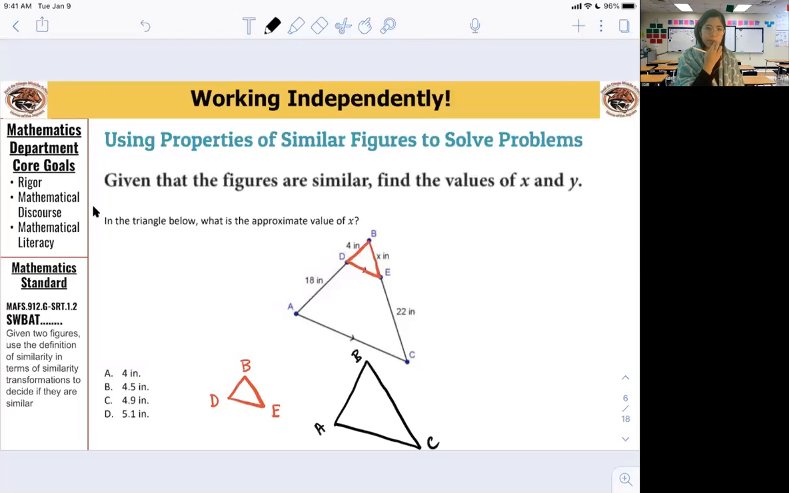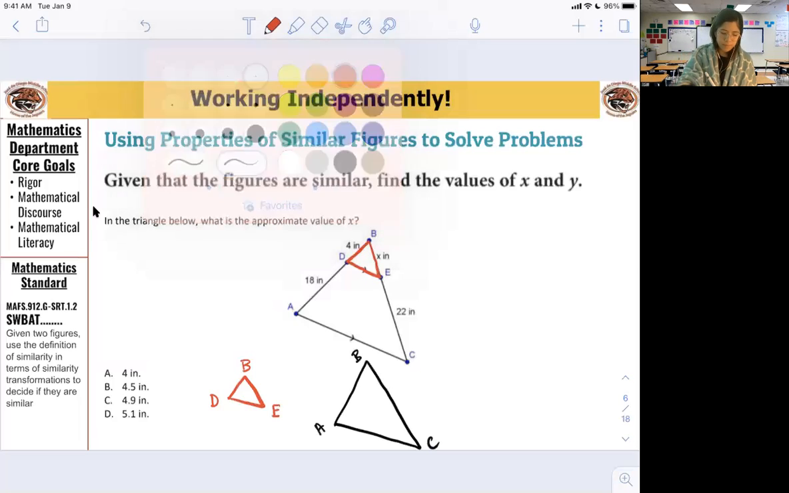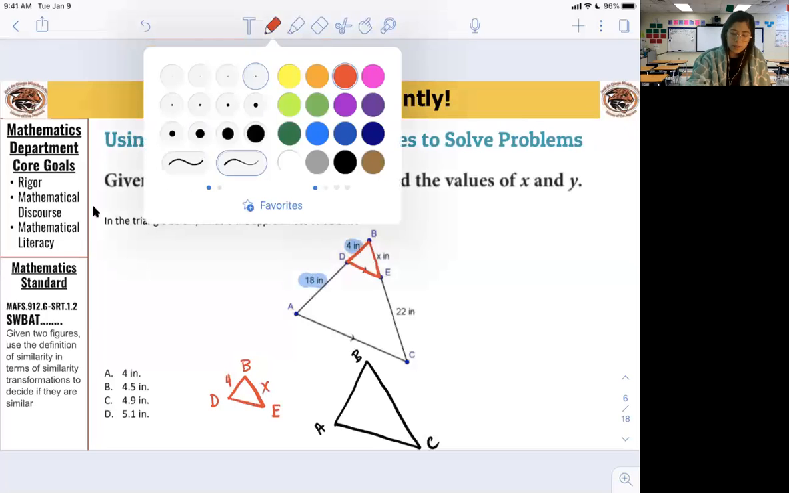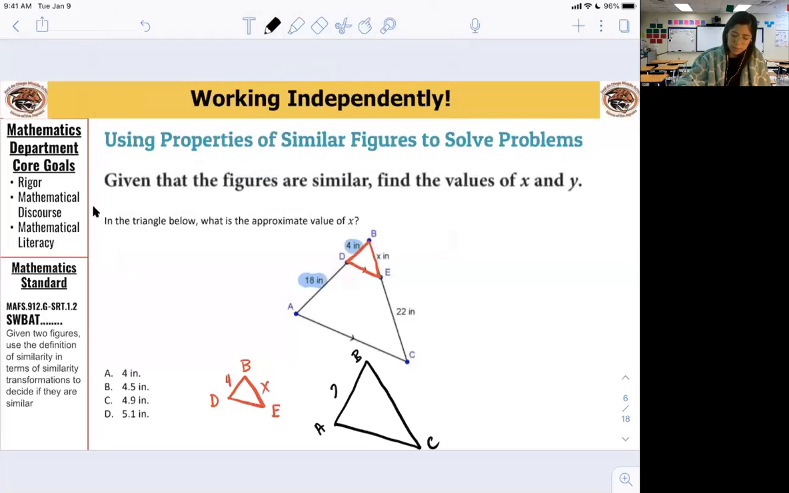We know that DB is equal to 4. Is that all we know? Well, what are they labeling as BE? X. That's my X. Okay, now take a look at the black triangle. How long is AB? 22. Good. How'd you get that? 18 plus 4. So this one's 22. That's where you got to be careful.